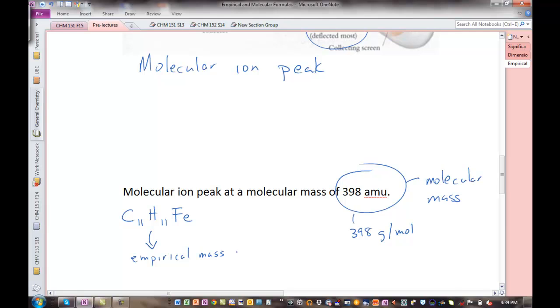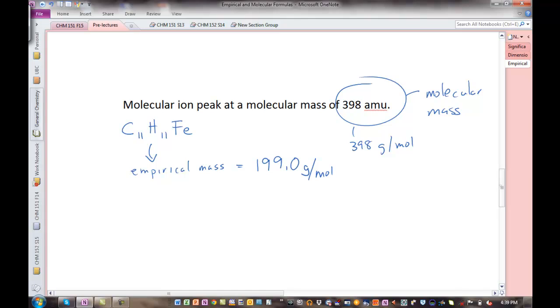Okay, so my empirical mass, I'm not going to carry too many sig figs here, comes out to 199 grams per mole. Let's work with molar mass right now rather than molecular mass. All right, so the masses are different. What does that mean? It means that our empirical and molecular formulas aren't the same.